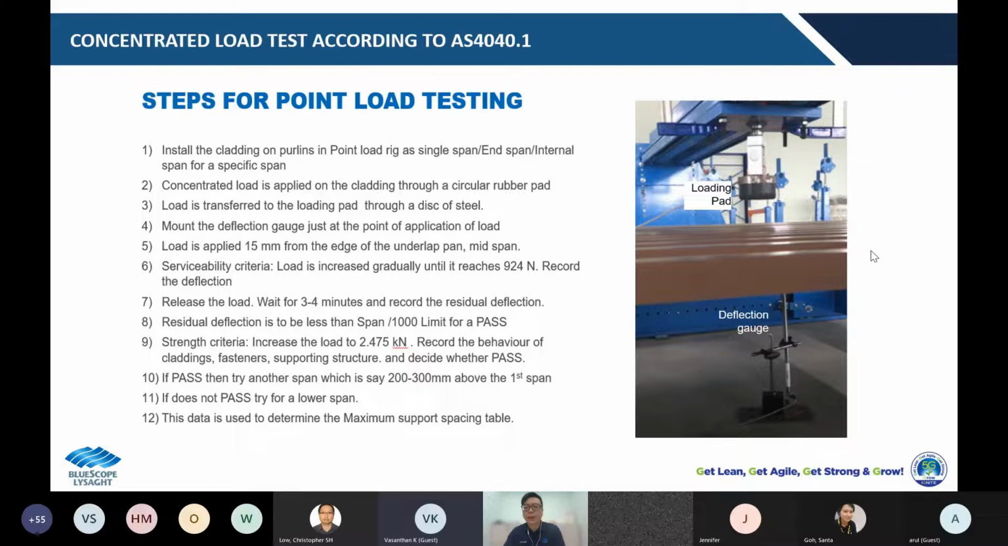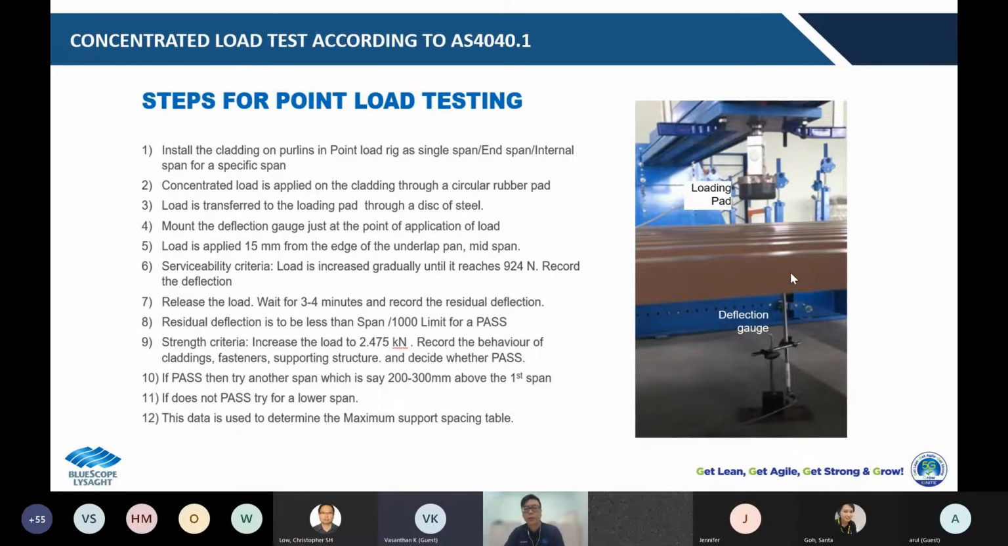We install the cladding onto the purlin, onto the point load rig. Then the concentrated load we apply to the cladding through the circular rubber pad. The black color here is a circular rubber pad. Before the test is started, the deflection gauge will be mounted beneath the cladding at the point load position. Then everything is set. Then we will apply the load gradually until we achieve 924 Newton, which is the serviceability load. Then we record the deflection.